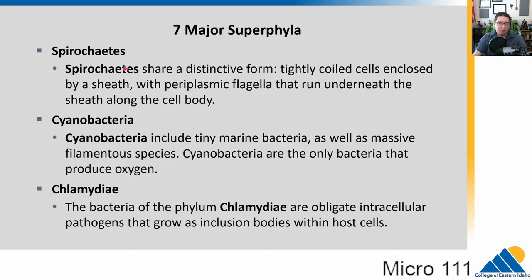The spirochetes form a very tight, coiled cell shape, and they can actually move by spiraling along. They might have flagella on them. There are some important diseases in here. Cyanobacteria, as we mentioned, produce a lot of oxygen through photosynthesis, so very important that way. And then the Chlamydiae, this is a phylum of obligate intracellular pathogens. So they have to be inside, which is intra, of a cell to grow. There are several critical diseases here, and this is an interesting group.